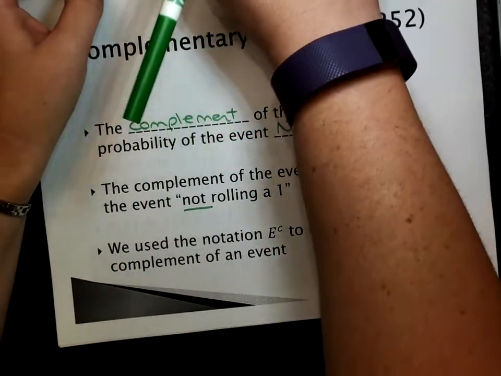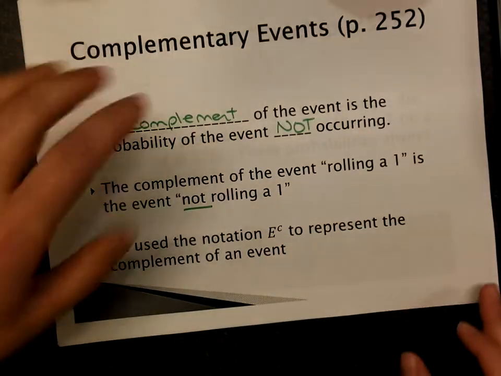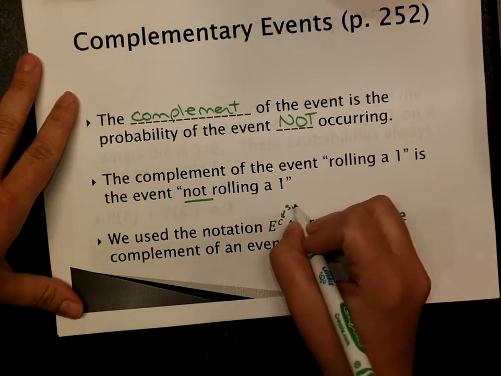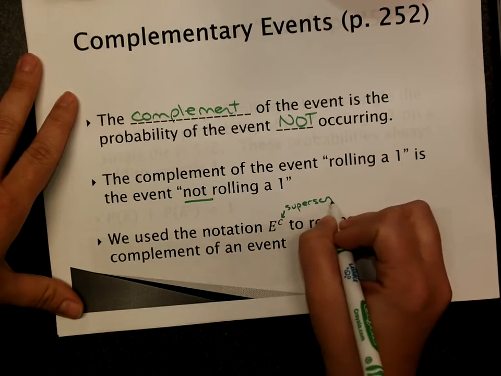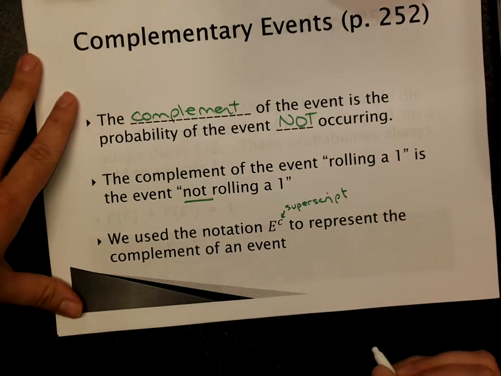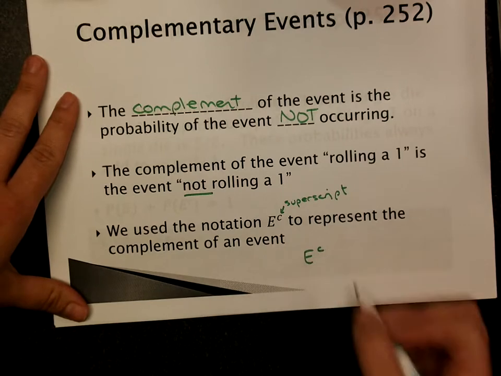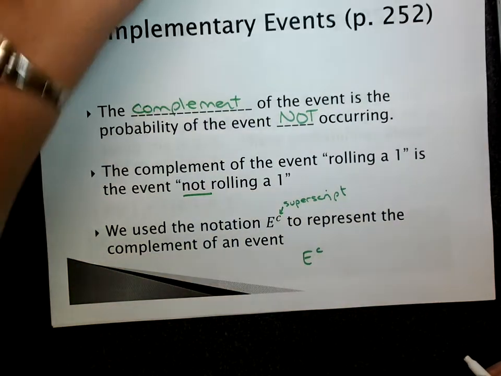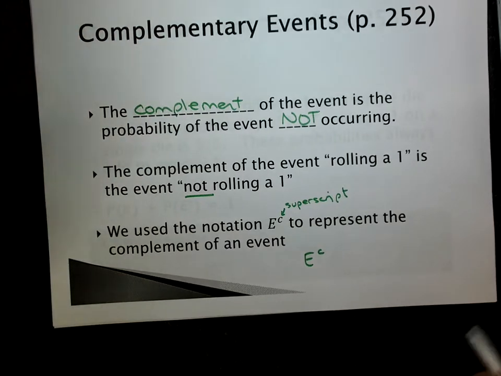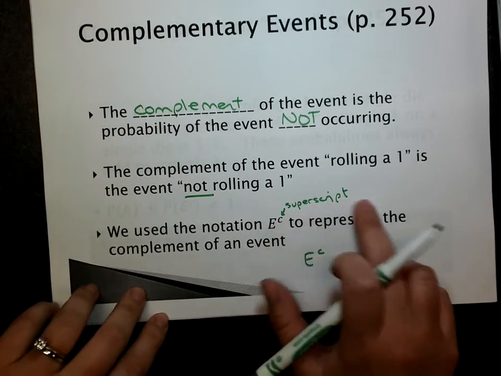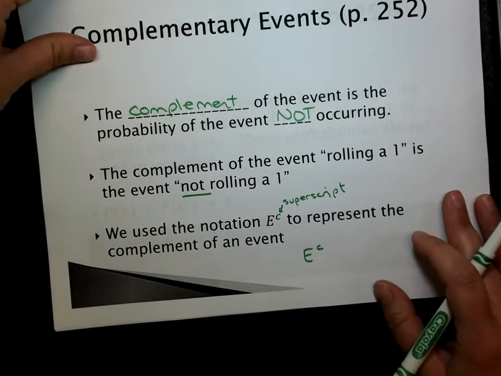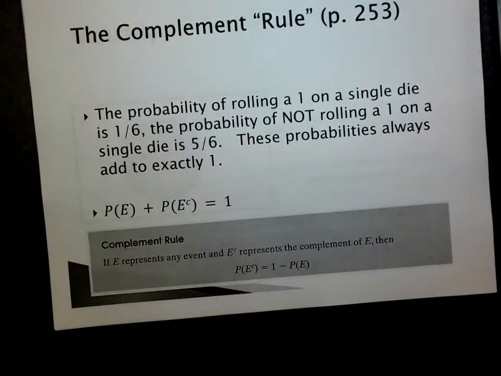We use the notation E for event and a superscript C for complement. So it's E^C, for complement. E to the C, superscript C, means the complement of the event, or the event not occurring. So let me show you a couple examples of that.